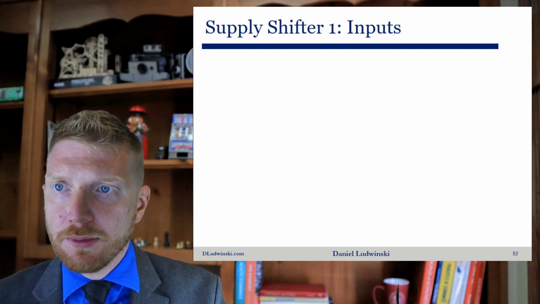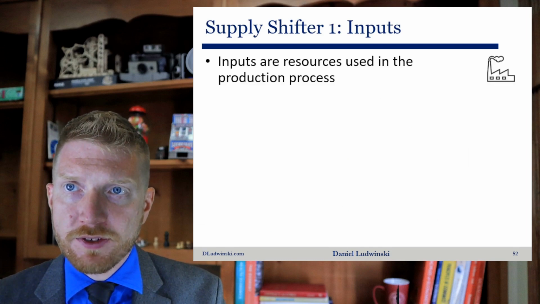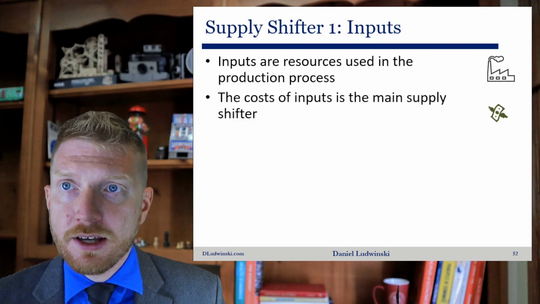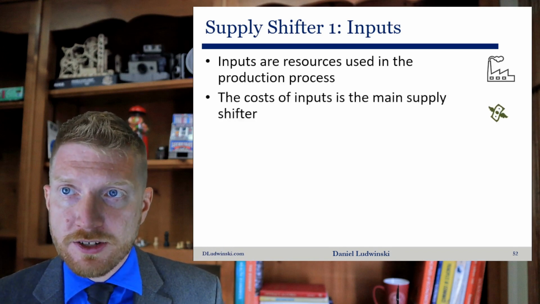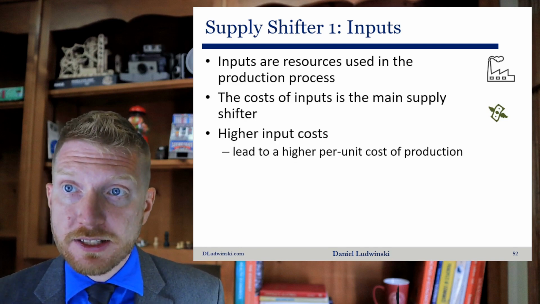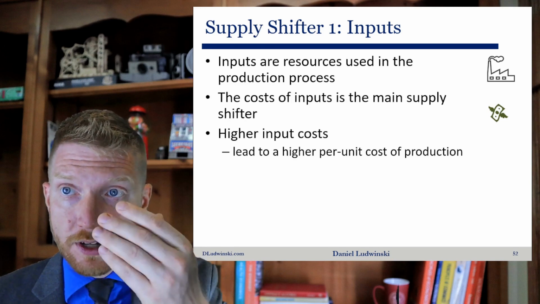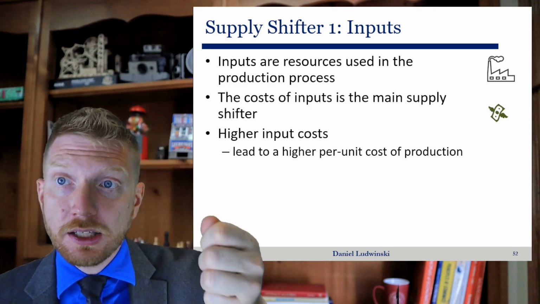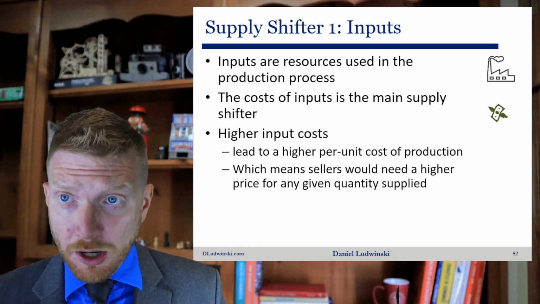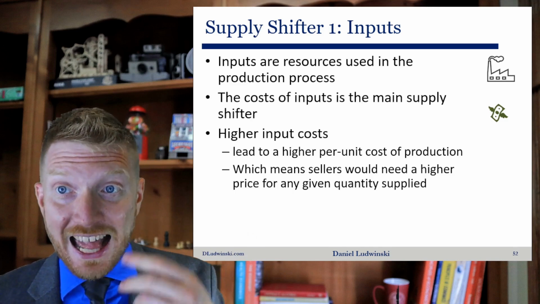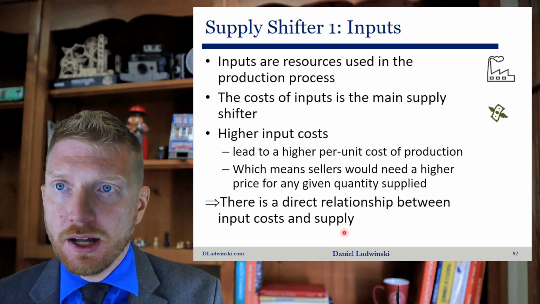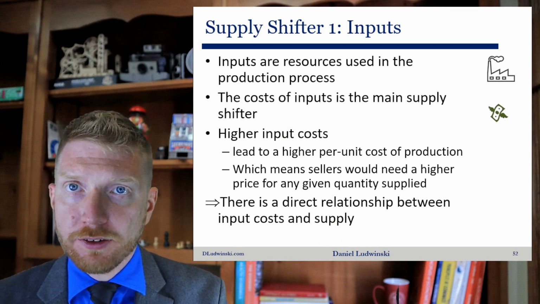Let's go through these different supply shifters. So the first supply shifter is inputs. Inputs are the resources that are used in the production process. The cost of inputs is one of the main supply shifters and determinants of supply. If you have a higher input cost, you're going to be less likely to want to sell things. This is because higher input costs lead to higher per unit cost of production, which then means that the sellers would need a higher price for any quantity that they wanted to supply. So there's this direct relationship between input cost and the supply curve.